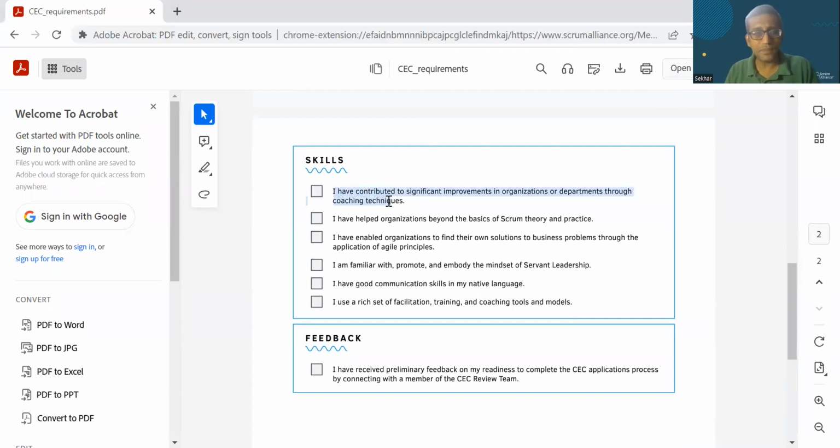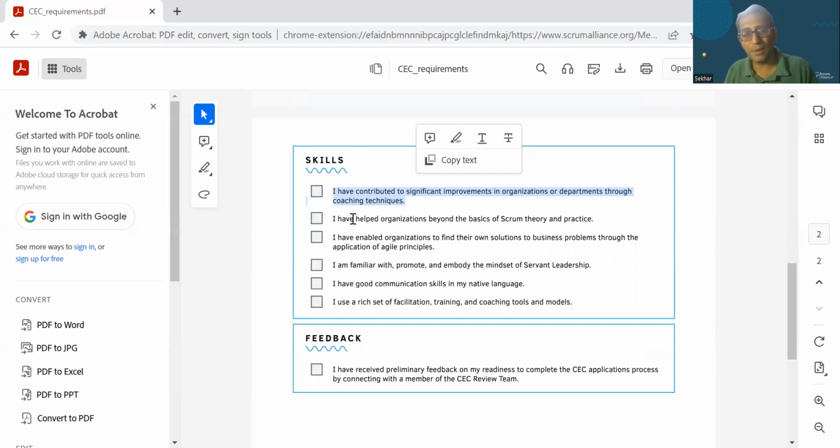And have contributed to significant improvements in the organizations or departments through coaching techniques. So coaching is what is more important. We are more interested in how well you coach, with a lot of examples. We want to hear your stories, your failure stories, what you tried, what worked, what did not work and why, and what you did to make it work. How you are adapting as a coach from one engagement to another engagement is something that matters.